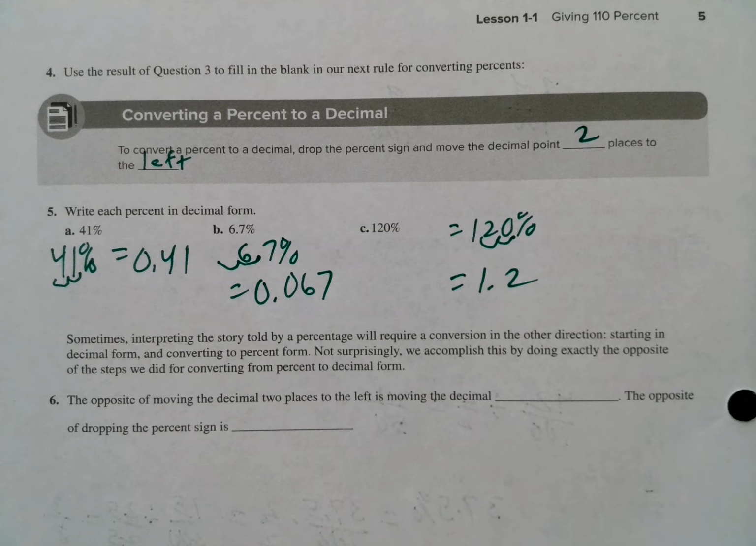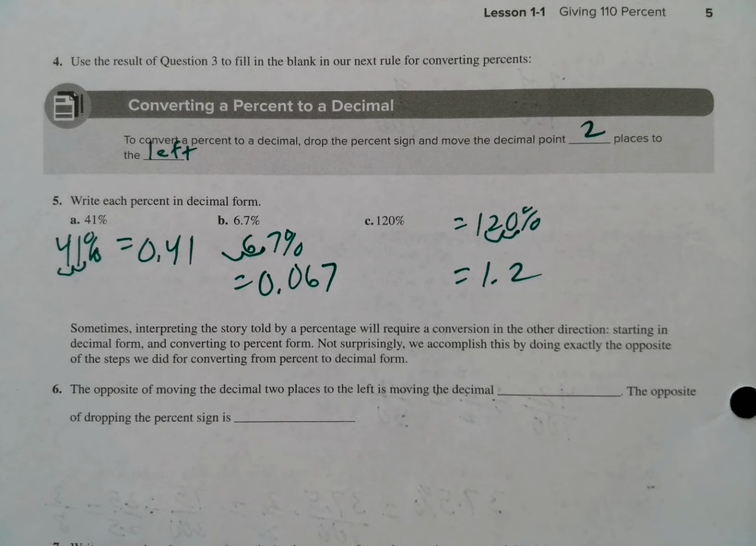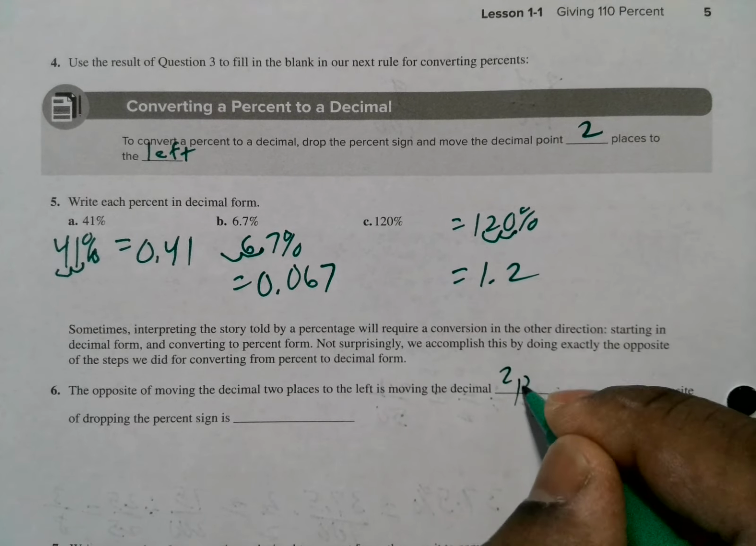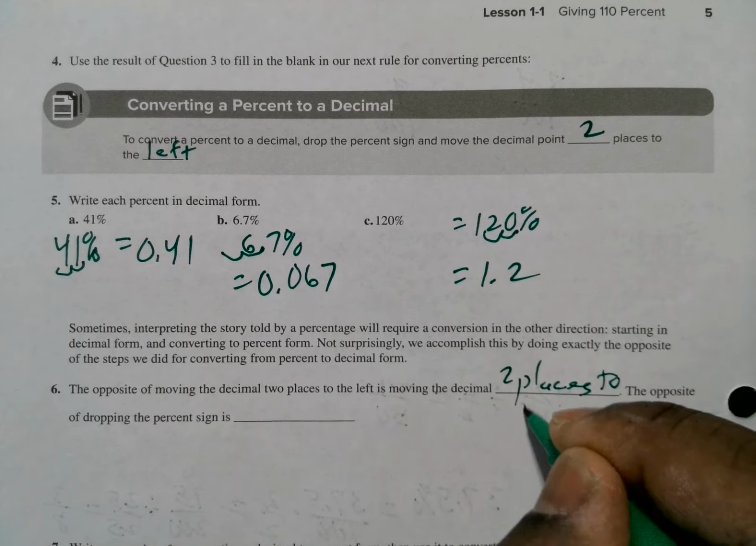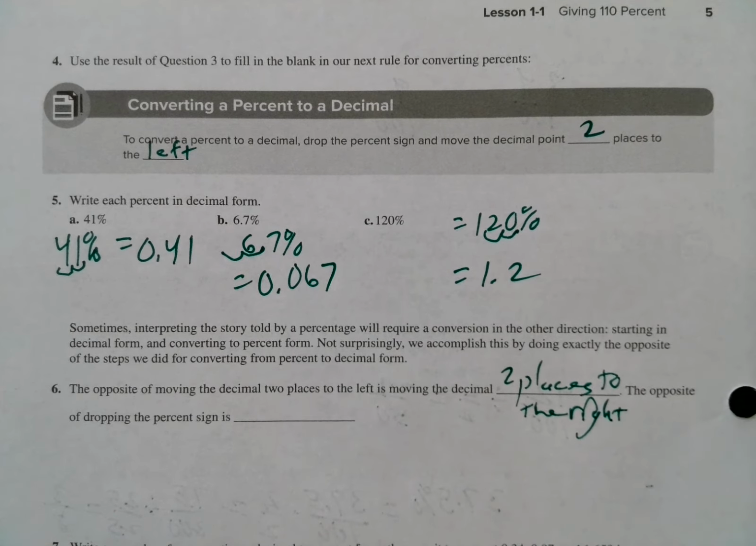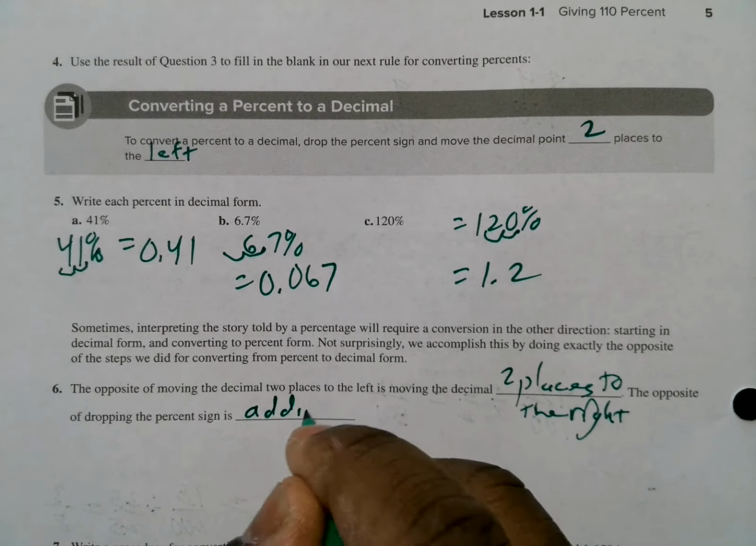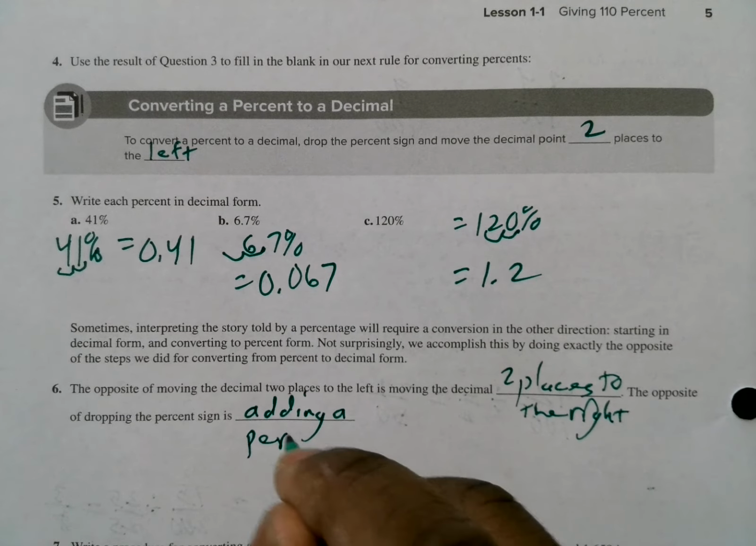Okay, number 6. It says, sometimes interpreting the story told by a percentage will require a conversion in the other direction. Starting in decimal form and converting to percent form, not surprisingly, we accomplish this by doing exactly the opposite of the steps we did for converting from percent to decimal. It says the opposite of moving the decimal 2 places to the left is moving the decimal 2 places to the right. The opposite of dropping a percent sign is adding a percent sign.